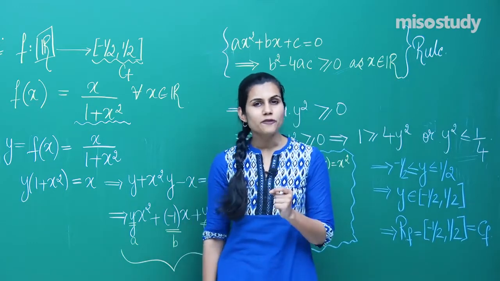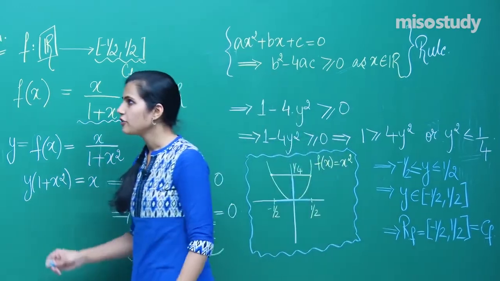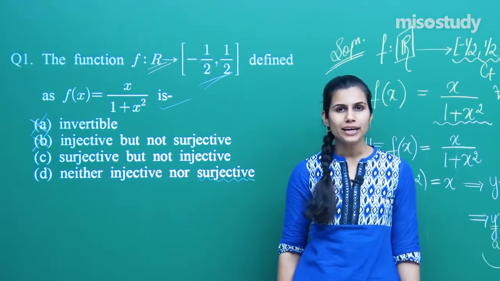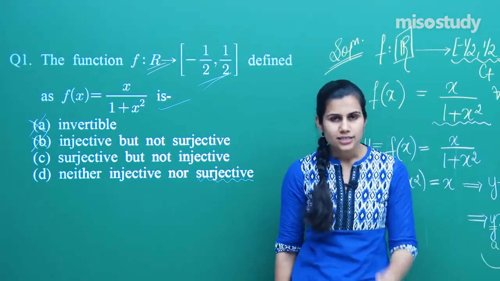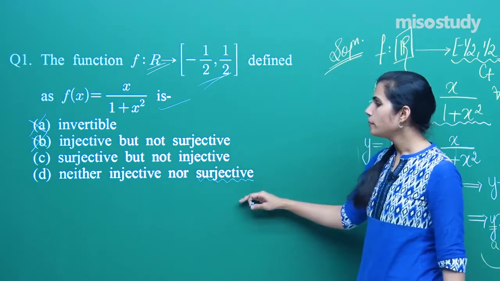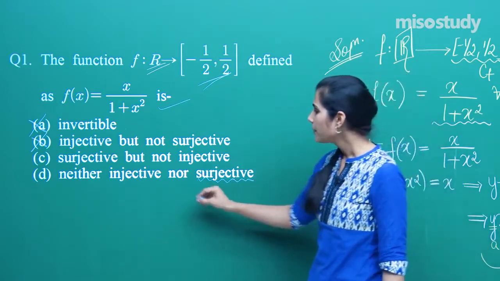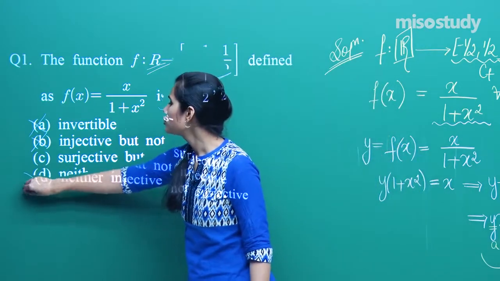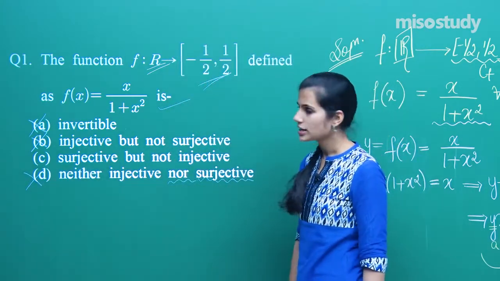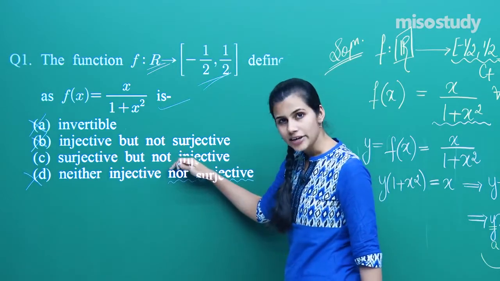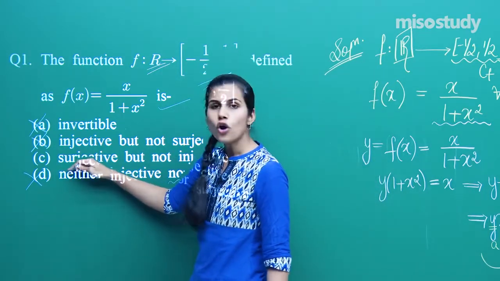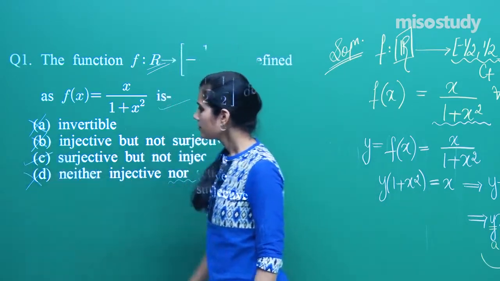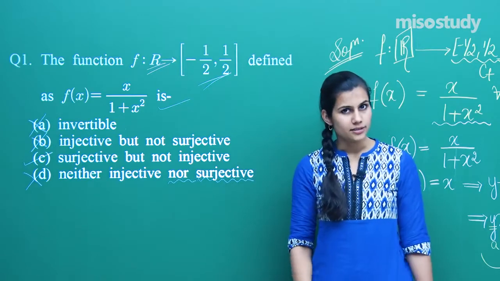And that is enough to declare that because the range is equal to the codomain, which is minus 1 by 2, 1 by 2, the function is surjective, and therefore option number D is wrong because it is saying the function is not surjective, whereas the function is definitely surjective. Therefore option number C is correct, which says the function is onto but not 1-1. Making C the correct answer.